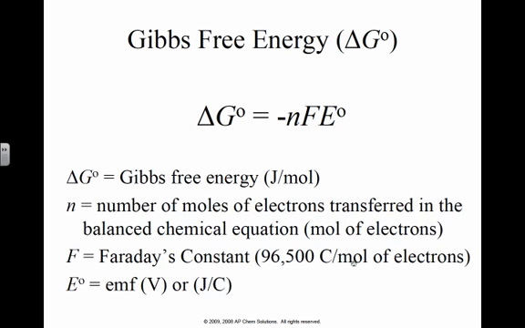If I have 1 mole of electrons, 6.02 times 10 to the 23rd electrons, it has a charge of 96,500 coulombs. And then don't forget that a volt is the same thing as joules per coulomb. So if I take joules per coulomb times coulombs per mole times the number of moles, I'll end up with joules. Just remember that delta G is not measured in joules, it's measured in kilojoules.